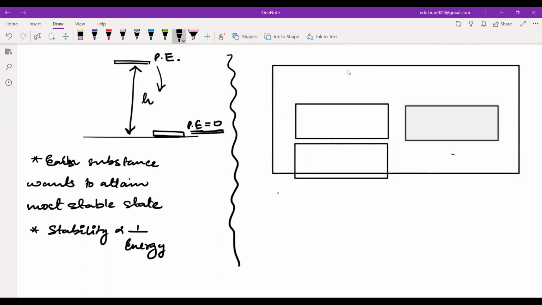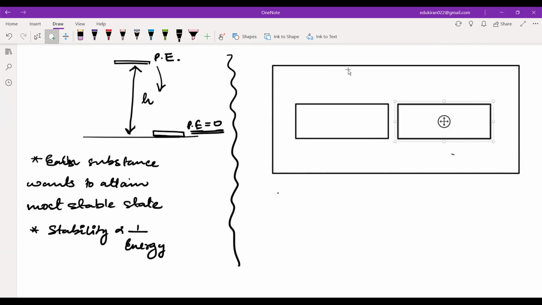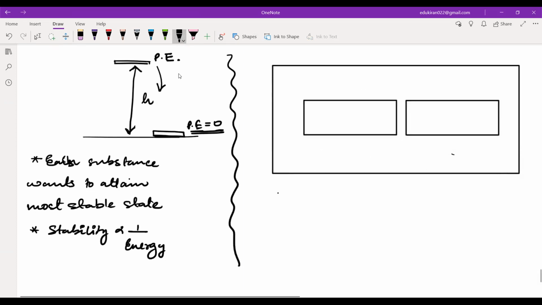Here we have two metallic blocks. One of them is at 100 degrees Celsius. The other is, let us say, at 0 degrees Celsius.